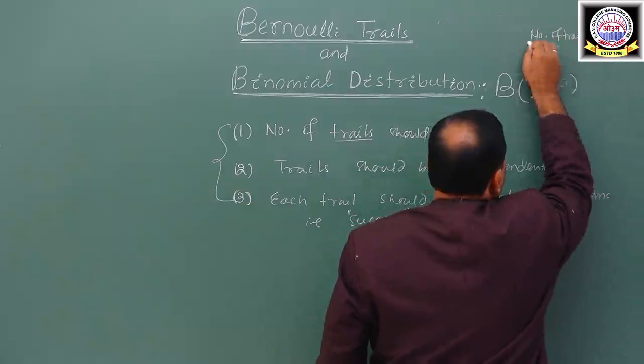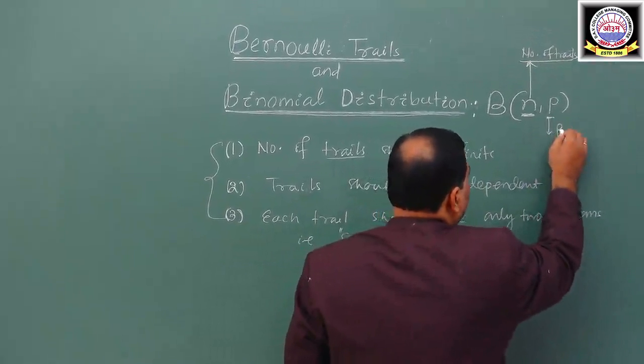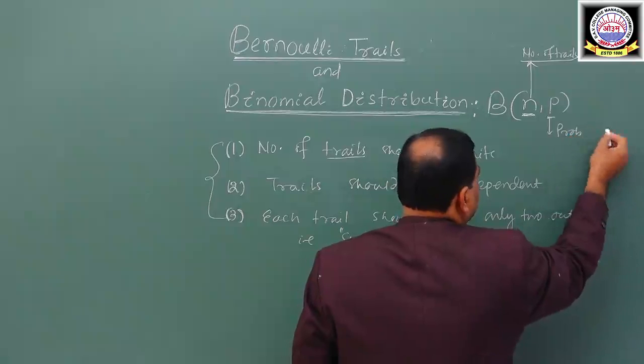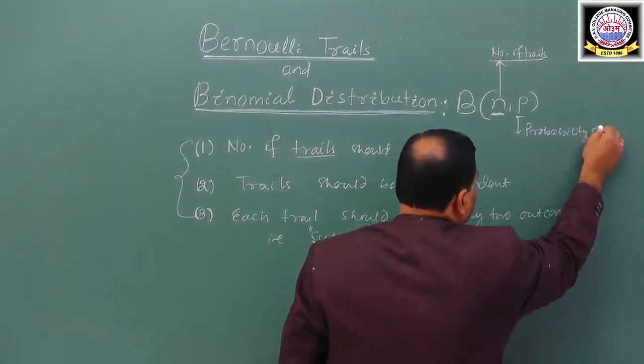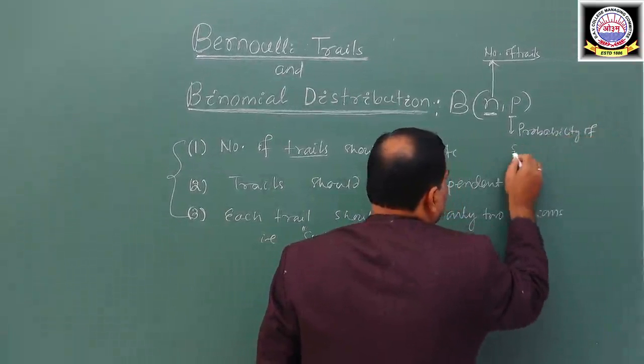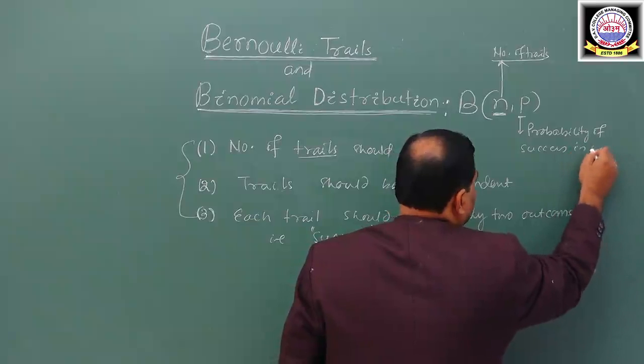In an experiment, the number of trials. And p stands for probability of success, probability of success in one trial.